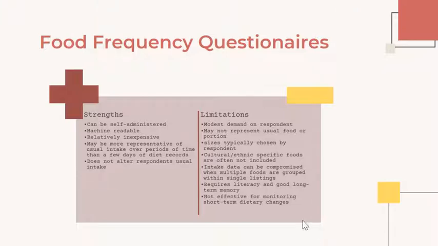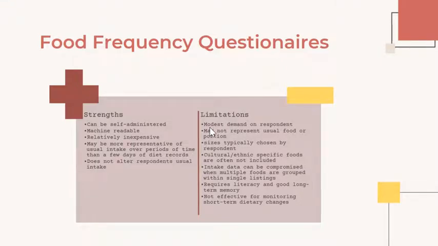As for the strengths and limitations, the strength of this one is that it can be self-administered, so we wouldn't need a trained interviewer. It's machine readable and relatively inexpensive. It may be more representative of usual intake over periods of time than a few days of diet records. It does not alter the respondent's usual intake. It already happened in the past, so you don't have the chance to change your dietary behavior. You just have to fill up that questionnaire.